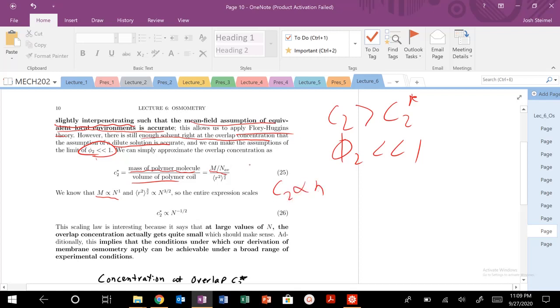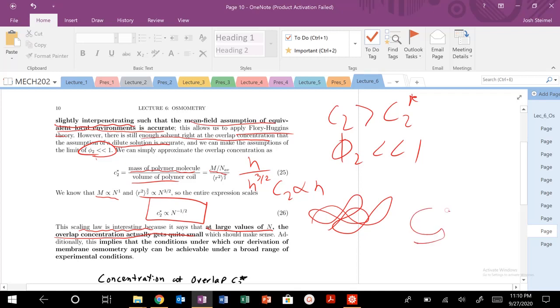So the top here, we know this is n, and we know this is n to the 3 halves. If you assume this ideal solution, you can see that our overlap concentration scales as n to the minus 1 half. This is a very interesting scaling law because it says that at large values of n, our overlap concentration is really small. But that should make sense, right? If my polymer is really large, the concentration at which these polymers will overlap one another should be very small, because my polymer is huge.